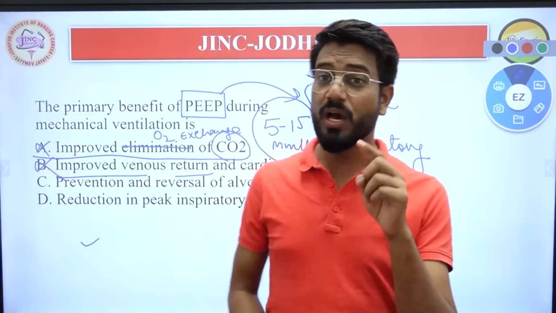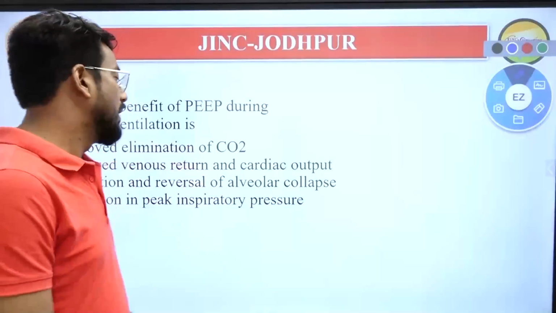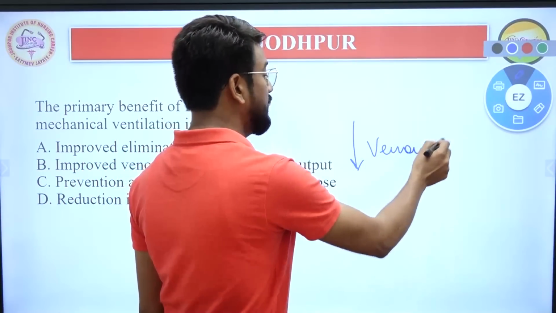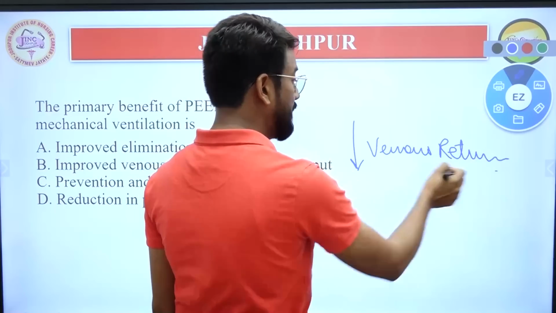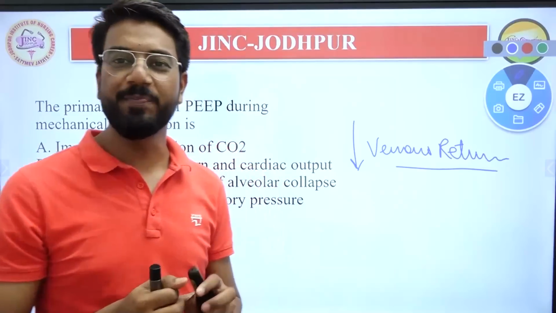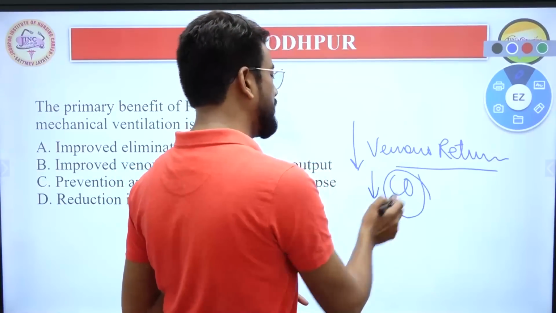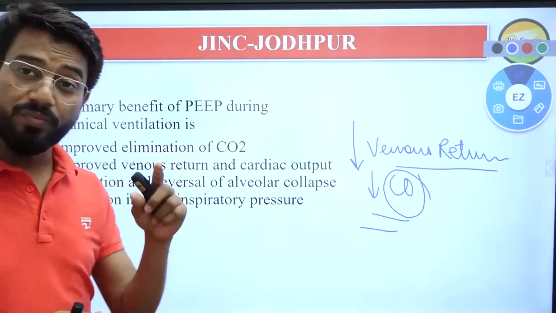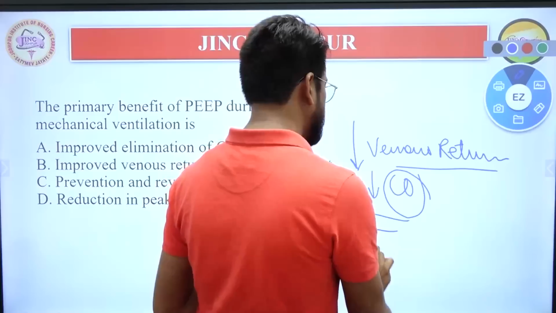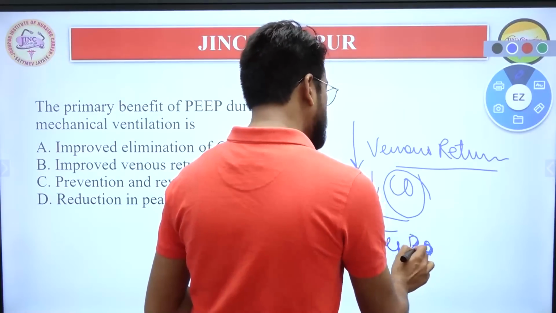When we use a higher PEEP, always remember, that will decrease the venous return. Venous return will be decreased due to the blood accumulation in the lungs. Alveoli will be dilated and more blood will be accumulated in the alveoli. So decreased venous return as well as decreased cardiac output. These 2 points may lead to a decrease in the blood pressure. The person will have a decrease in BP, so hypotension will be there.